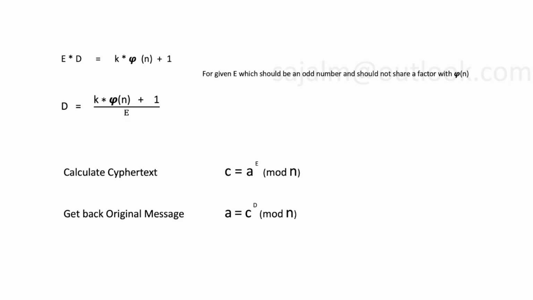So we start with ED is equal to k multiplied by phi n plus 1, and we get the decryption key as d equal to k into phi n plus 1 upon e. Now we can calculate the ciphertext C from our original message A using a mathematical operation. We then send the message to the recipient. The recipient uses the reverse mathematical operation on the ciphertext C to get back the original message A.